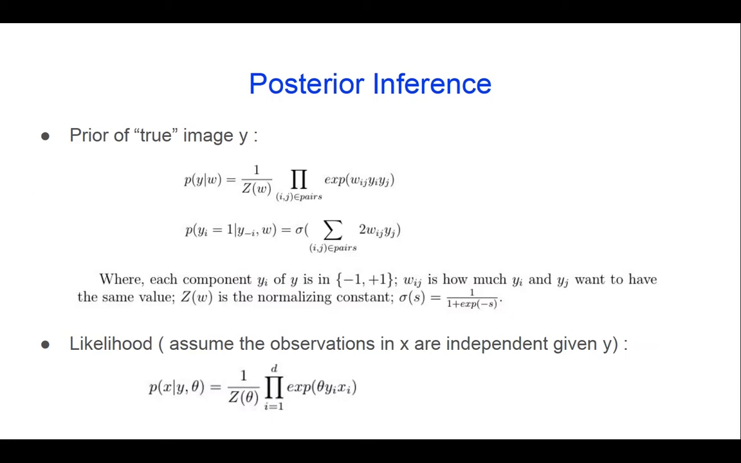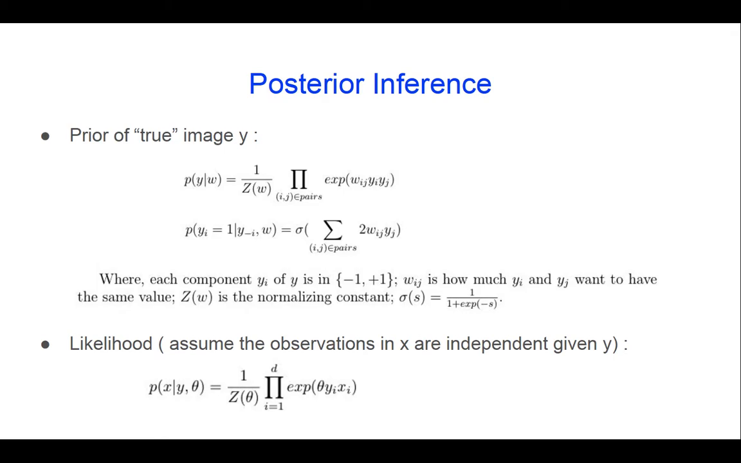Then let's talk about the posterior inference and the Gibbs sampling. Based on the background of the Ising model, we proposed our prior for the true image Y. Ray has introduced this part in detail, and then we proposed our likelihood. Here we assume that given the true image Y, each pixel in the observed image X is independent. Then if we know the distribution for each pixel of the observed image, we can multiply the distributions to get the joint distribution.